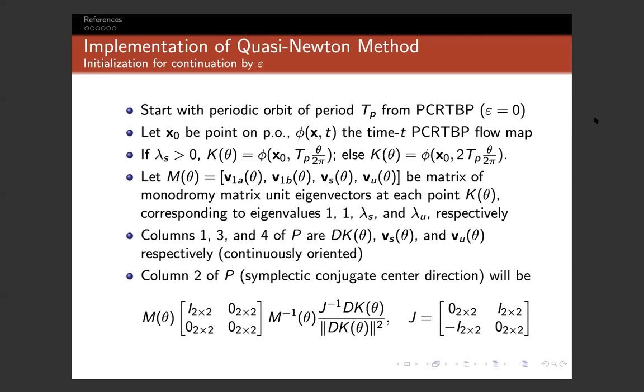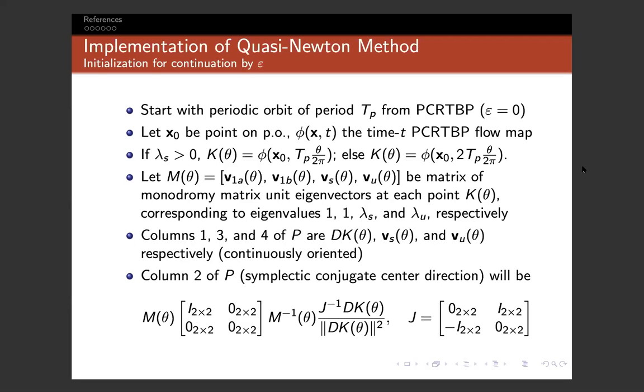And then column 2 is a little more complicated because it's the center direction. But we don't want just any center direction. We want one that satisfies that very particular form of big lambda. That's known as a symplectic conjugate. Those familiar with symplectic geometry and Hamiltonian systems would probably know more. But essentially, you can find this and you can show that this formula works. If you multiply dk by J inverse, normalize it, and then project it onto only the center subspace. And by projection, this isn't quite a dot product type of projection, but it follows the formula shown right here.